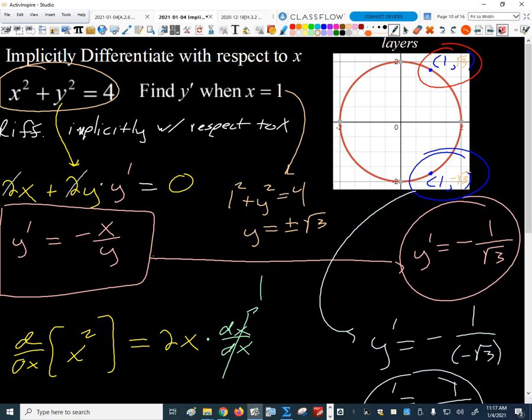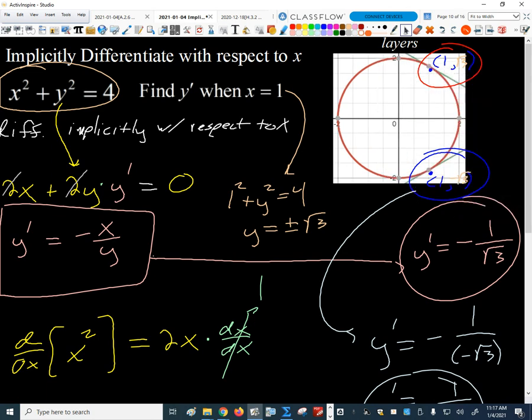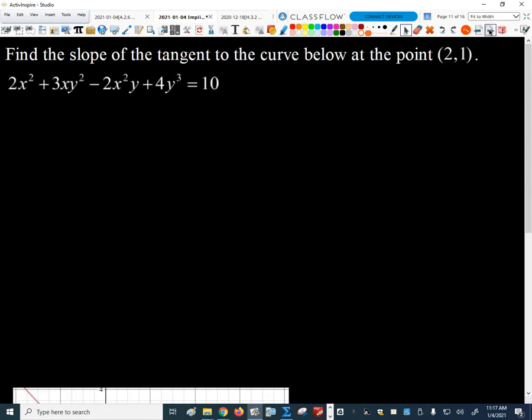Let's try another one. Oh, I forgot what did I have up here for layers? Oh, look at that. I even had my tangent lines drawn in. Okay, let's see this one. Let's find the slope of the tangent to the curve below at the point 2, 1. So this time the math gods are being nice to me. They're actually giving me the coordinates, both the x and y coordinates of the point of tangency.